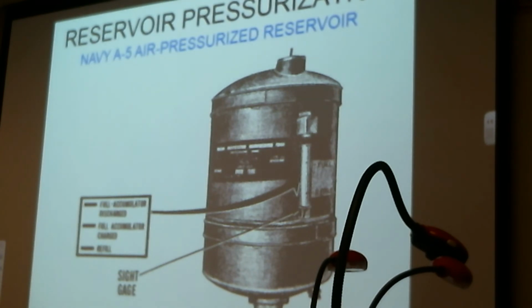It's in the accumulator. So on many of the reservoirs, they provide a couple of full indication lines or marks. So one would be in the case if the accumulator is filled with fluid, and the other one would be the accumulator has been dumped. The fluid has been sent back to the reservoir.